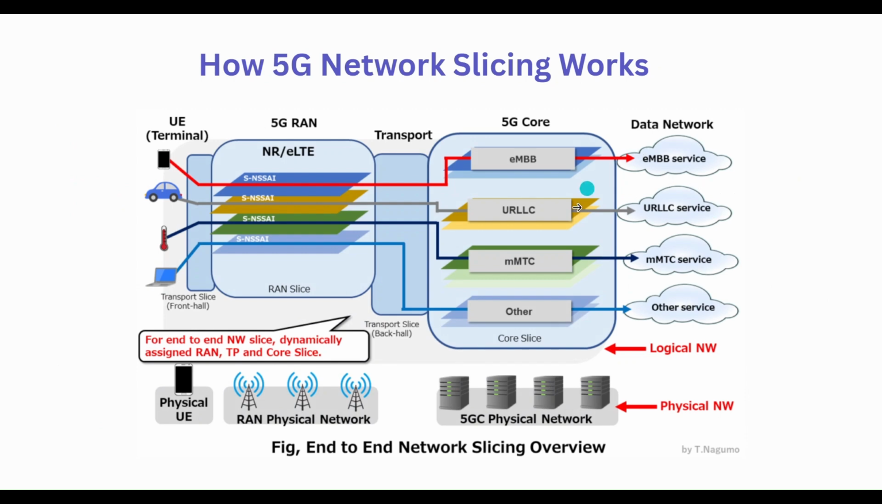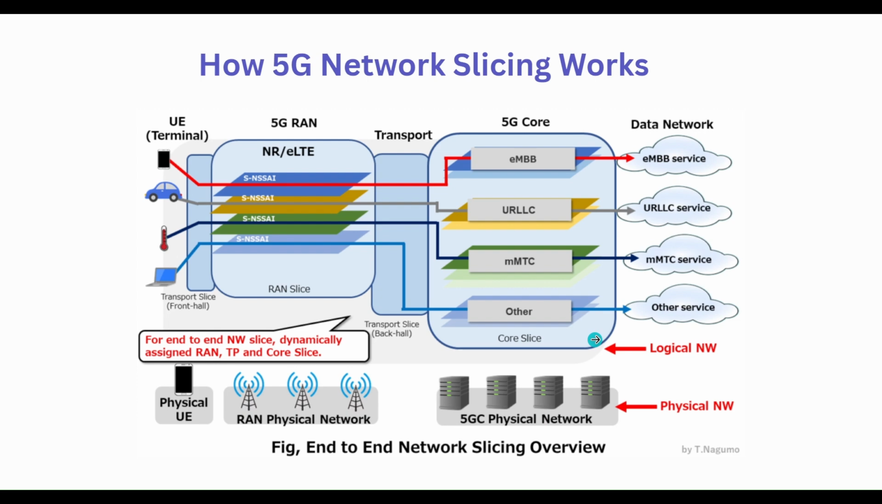So this is an overview of what we just discussed. Here you can see each color band represents a virtual 5G network slice running end-to-end across the RAN, the transport, and the 5G core layers. These slices are dynamically created using SDN and NFV to meet specific service needs, such as eMBB for high data rates, URLLC for ultra-low latency, and mMTC for IoT connectivity, while all of them share the same physical infrastructure as seen here.